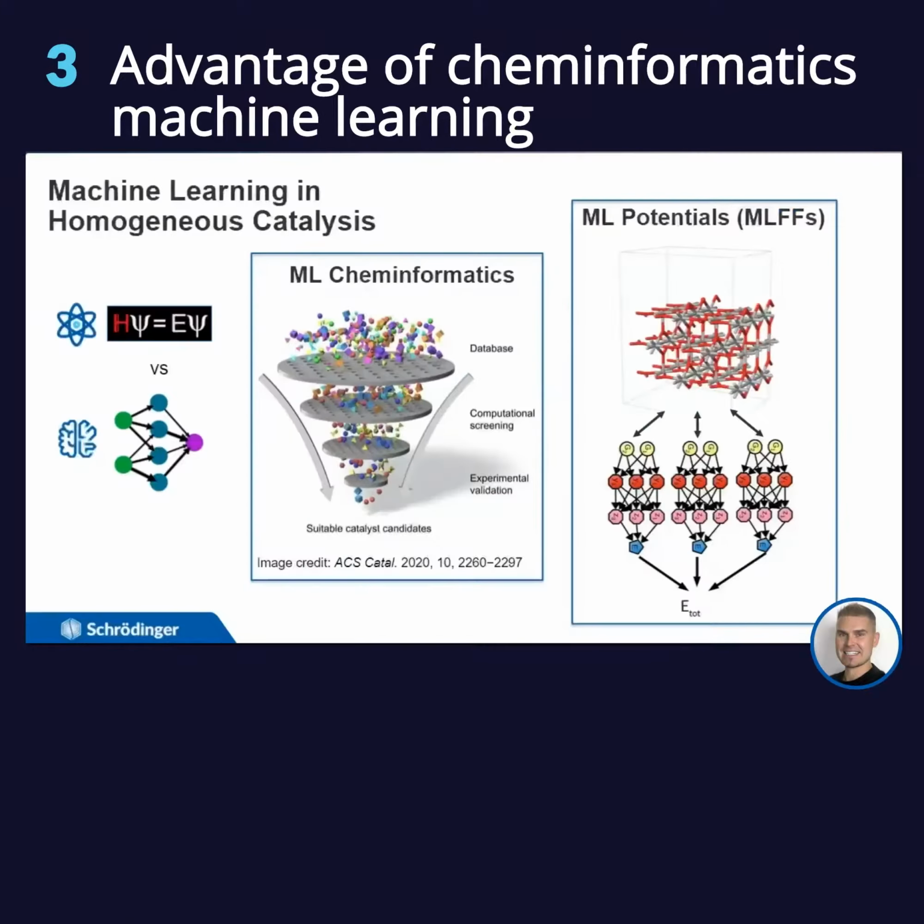Machine learning is relatively a new thing to many people. With respect to homogeneous catalysis, all that you have to know is that there are two flavors of machine learning: cheminformatics and machine learning potentials, or machine learning force fields. In both cases, the idea is to bypass the numerically expensive procedure of solving the Schrödinger equation.